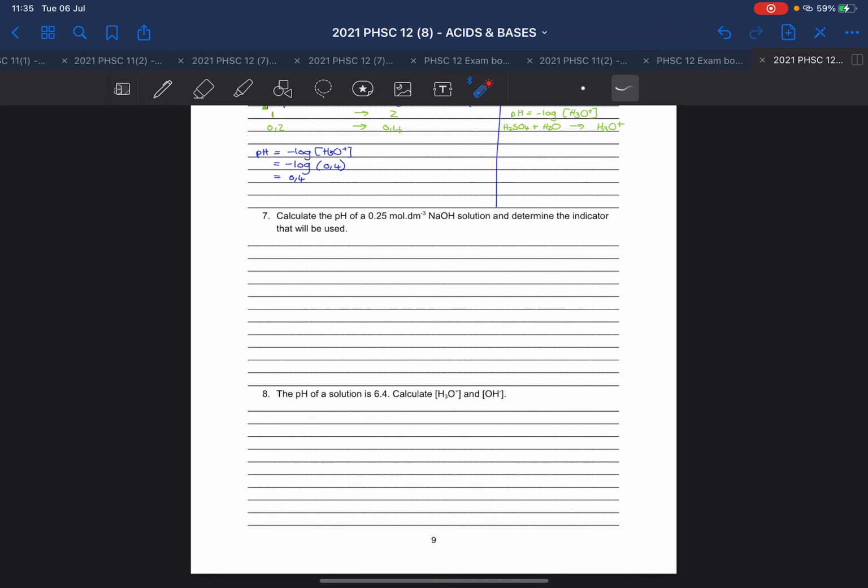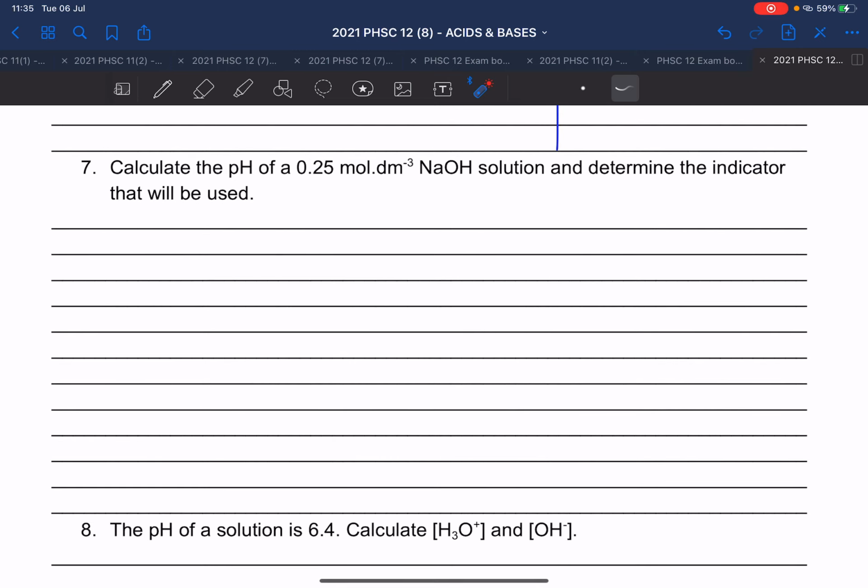Ons gaan nog net vraag 7 en vraag 8 doen en dan gaan ons klaar wees. Okay, dan is ons nog ver van klaar met die hoofstuk, maar ons sal nog 'n ekstra klas inwerk in die nuwe kwartaal. Okay, goed.